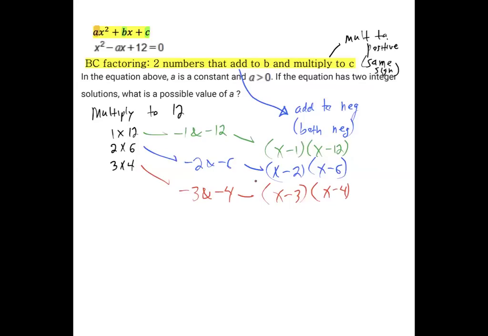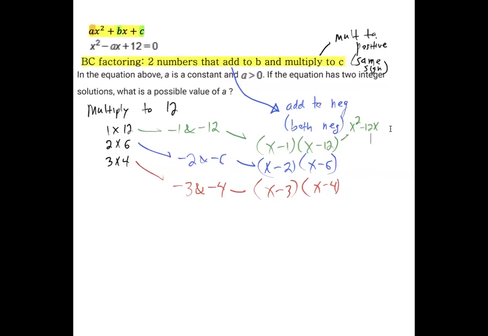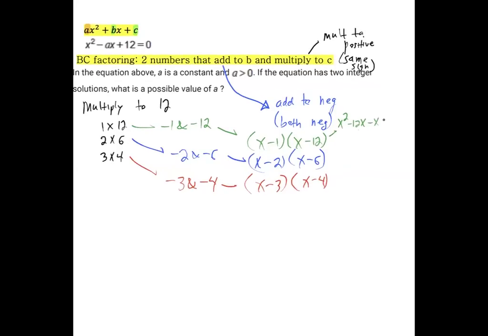And we can also think of foiling these out to find out what the original quadratic would have been. So for this one, first times first, outer times outer, inner times inner, and last times last. And we would have x squared minus 13x plus 12. For the next one down, first times first, outer times outer, inner times inner, and last times last. And we would have x squared minus 8x plus 12.